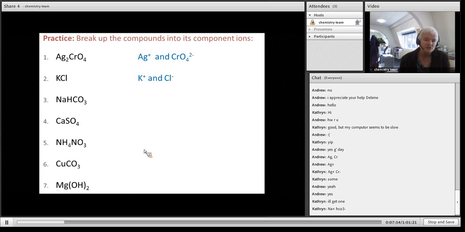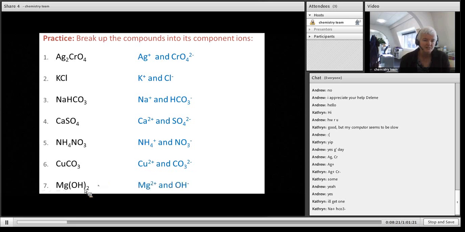Calcium sulfate, you break it up between the calcium ion and the sulfate ion. So there it is, a Ca2+, and a sulfate is 2-. This is ammonium nitrate. It's broken up between the ammonium ion and the nitrate. So there you go, the copper carbonate, Cu2+ and carbonate, and the magnesium hydroxide. If it's got brackets, it's actually quite a bit easier because everything inside the brackets will be an ion. So that's an OH. You just got to know it's OH-.